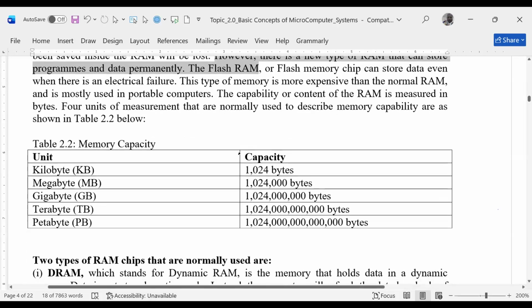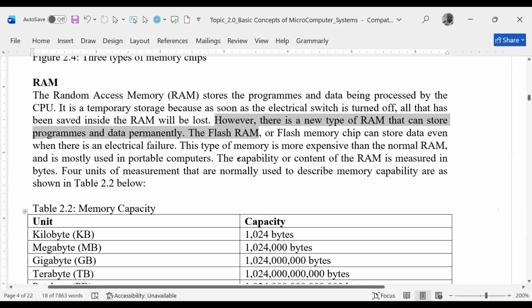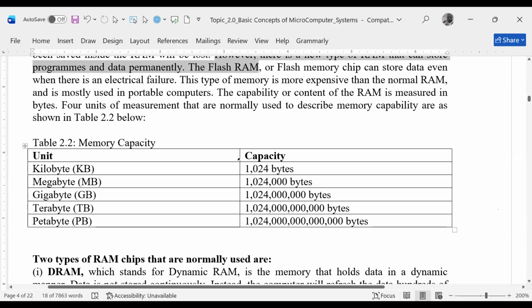And this is how memories are measured. In computing, memory and then the hard disk or storage device are measured in bytes. So bytes is what we use to measure storage capacity in computing. But the processor performance is measured in hertz, H-E-R-T-Z, hertz. The memory, that is the primary storage and secondary storage, are measured in bytes.